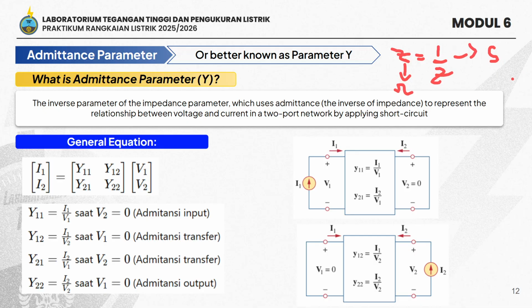And we use this admittance parameter to represent the relationship between voltage and current in a two-port network by applying short circuit. So basically, the independent variable will be voltage, and the dependent variable will be current. Then we just apply the short circuit in each port to determine the input admittance, the transfer admittance from port 1 to port 2, the transfer admittance from port 2 to port 1, and the output admittance, by applying short circuit, or making the voltage approach zero, in the first one in the output port, and the second one in the input port.